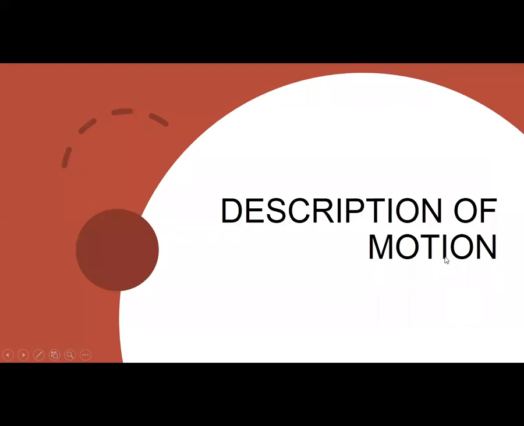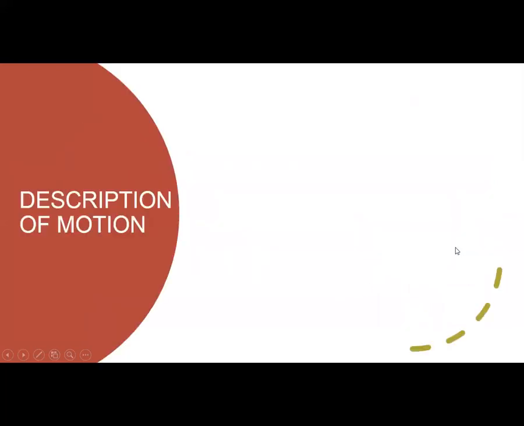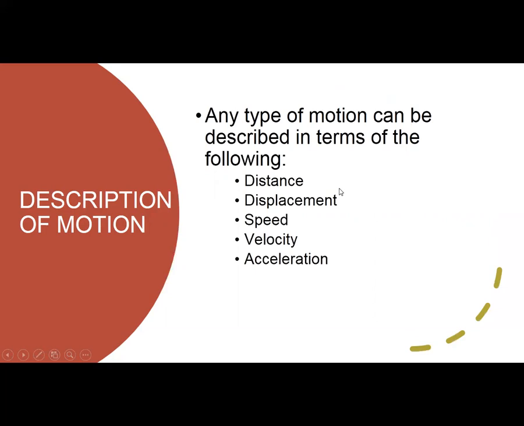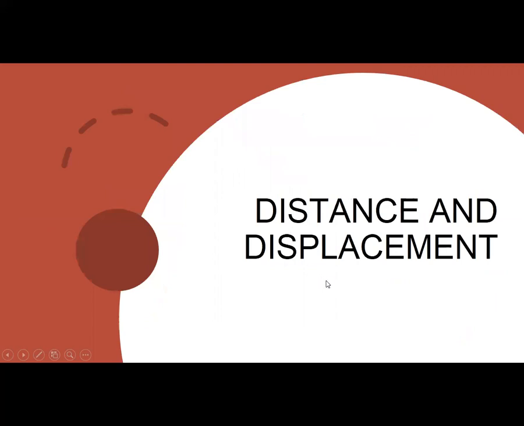So let's move on to description of motion. Any type of motion can be described in terms of the following. Number 1, distance. 2, displacement. 3, speed. 4, velocity. And 5, acceleration. But let's discuss the distance and displacement first.